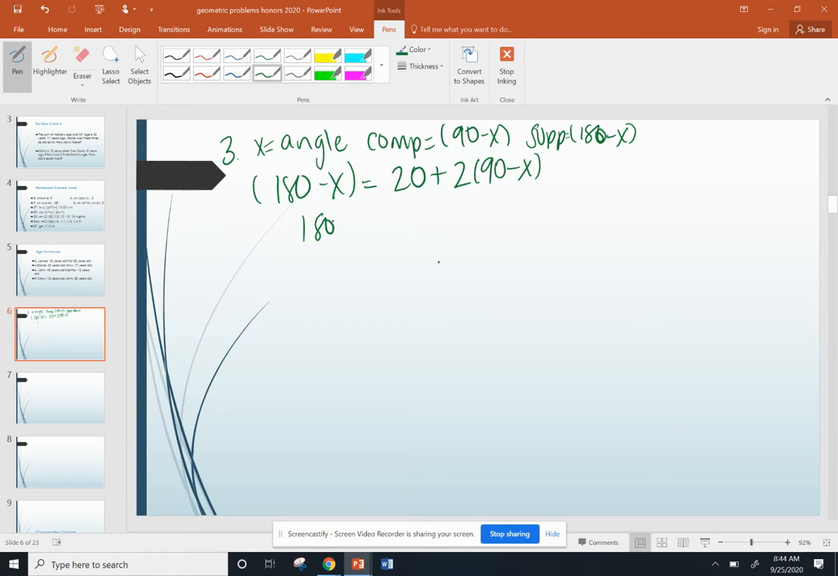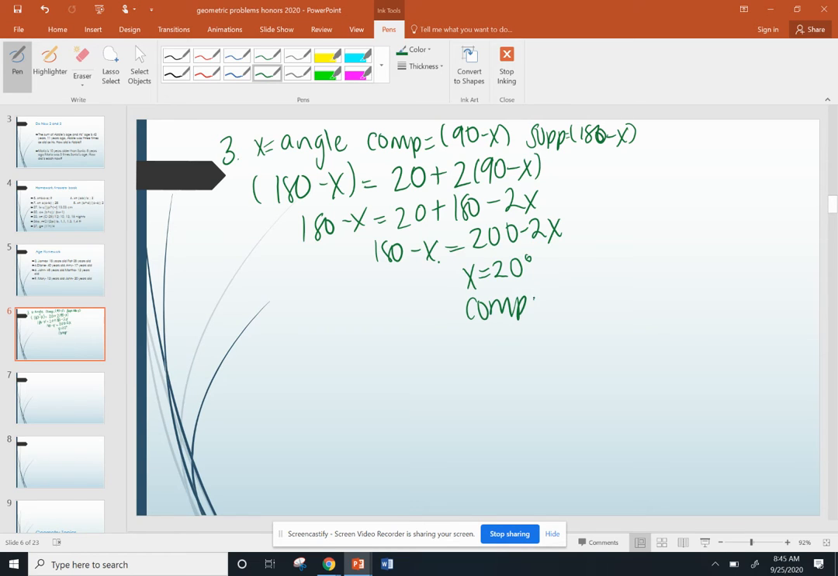So we have our 180 minus x equals 20 plus 180 minus 2x. So 180 minus x equals 200 minus 2x. Add x to x over, subtract 180, and we get x is 20 degrees. So x is 20 degrees, we plug it back in. So 90 minus 20, the complement equals 70 degrees. 180 minus 20, the supplement equals 160 degrees. And that's exactly what we wanted on the bottom.